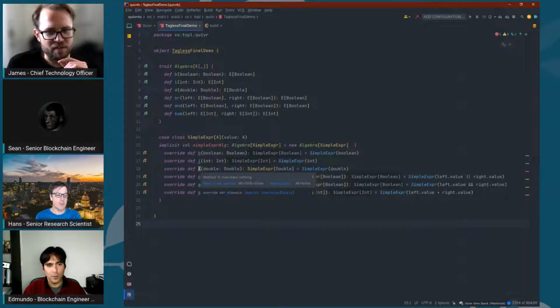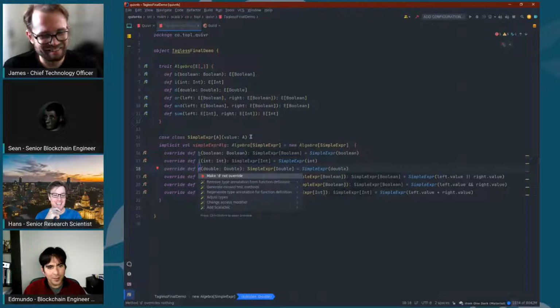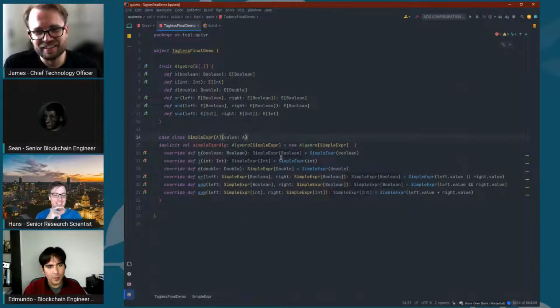We don't have any operators. Wait, why is it telling me to override nothing though? It's right there. Double. Oh, E double. I don't see anything wrong. Me neither. Why is it telling me not to do that? Okay.